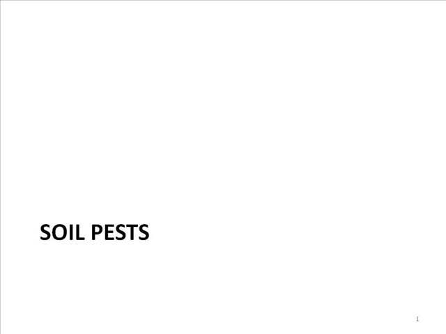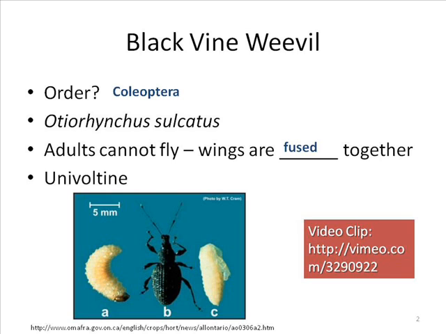This section is on soil pests. The black vine weevil is the first soil-dwelling pest that we will discuss in this course. All weevils are members of the order Coleoptera. Unlike beetles, adult weevils cannot fly because their forewings are fused together.